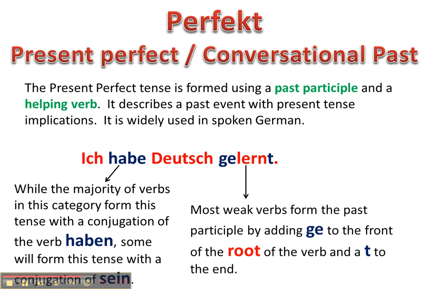Gelernt. Most weak verbs form the past participle, which is what gelernt is, by adding a ge to the front of the root of the verb. The root of the verb for lernen is lern, and then a t to the end, so gelernt. And that's normally how they're used, but there is some variation here. And for more information on that, you need to check out our video on the perfect tense.